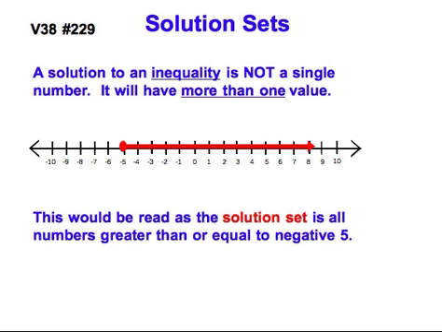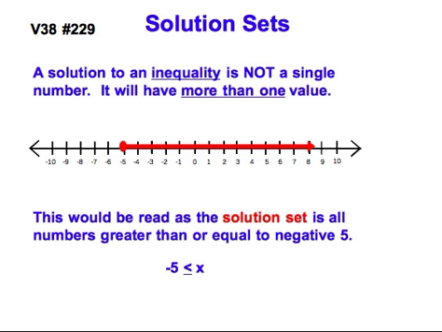So right now, this graph is modeling -5 and all the numbers greater than -5, including -5. In order to read this, the solution set is all numbers greater than or equal to -5. The translation would be -5 is less than or equal to x. So x can be -4, -3, -2, and so on, as long as it's larger or equal to -5.